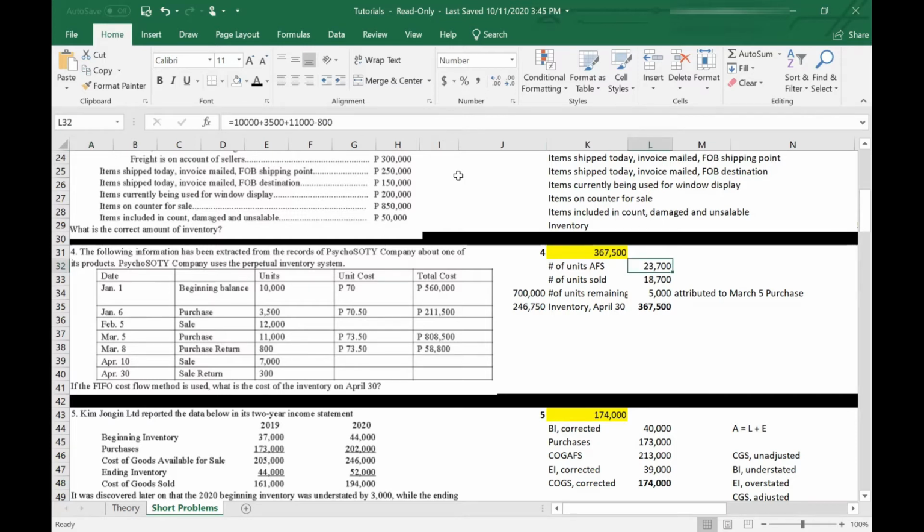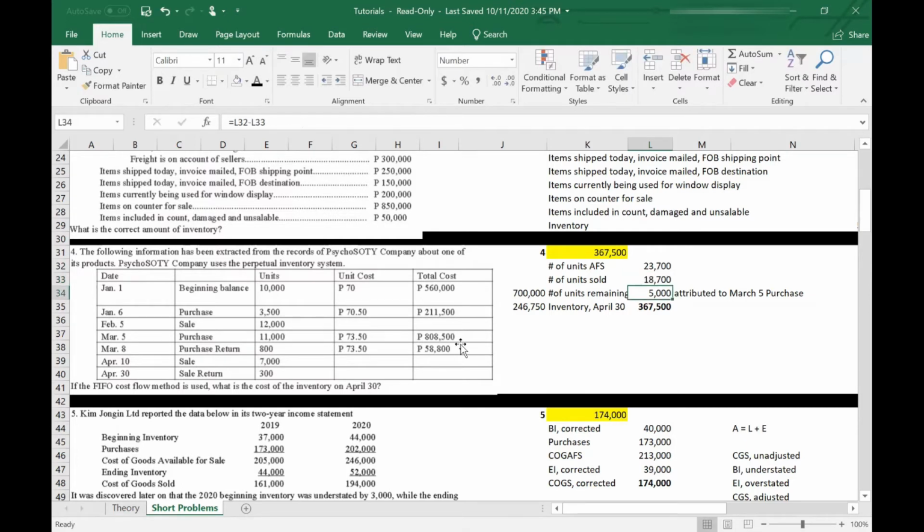The number of units available for sale is 23,700. How did we compute for that? That would be your beginning balance of 10,000 plus purchases of 3,500 plus purchases of 11,000 minus purchase return of 800. So you look at the units. It amounts to 23,700. And then you were able to sell how many units? 18,700. How did we compute for that? That's the 12,000 sale plus 7,000 sale minus 300 sales return.